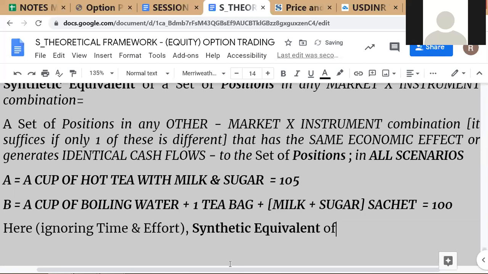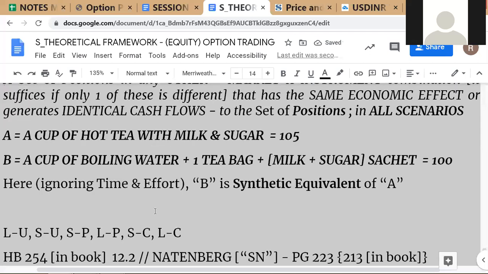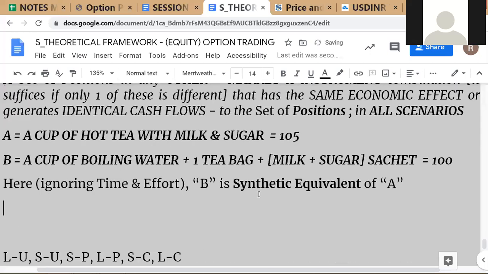synthetic, we say that B. I'm not writing the, actually I should write the, but to save writing space, I'm not writing. We say B is the synthetic equivalent of A. All right. So, okay. So here, ignoring it. Now, this is the idea of a synthetic equivalent. Let me just write it.